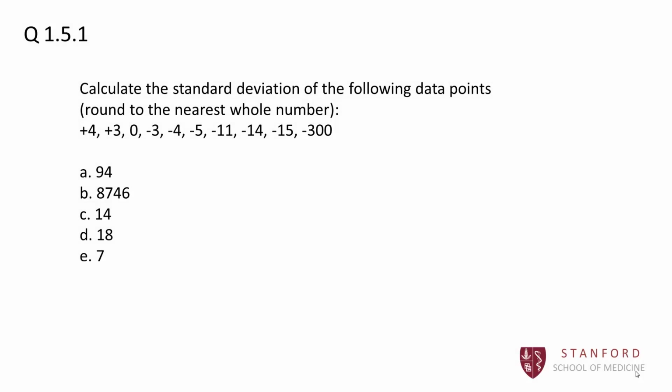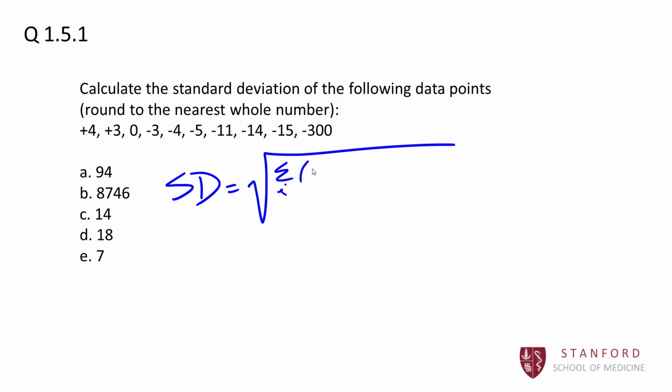This question is asking us to calculate the standard deviation of the following numbers that we have in our data set and to round our final answer to the nearest whole number. The first step is to remember what the formula for the standard deviation is, so I'll start off by writing that out. That is SD for standard deviation equals the square root of the sum, where that's an i there, of x sub i minus the mean, squared, over n minus 1.